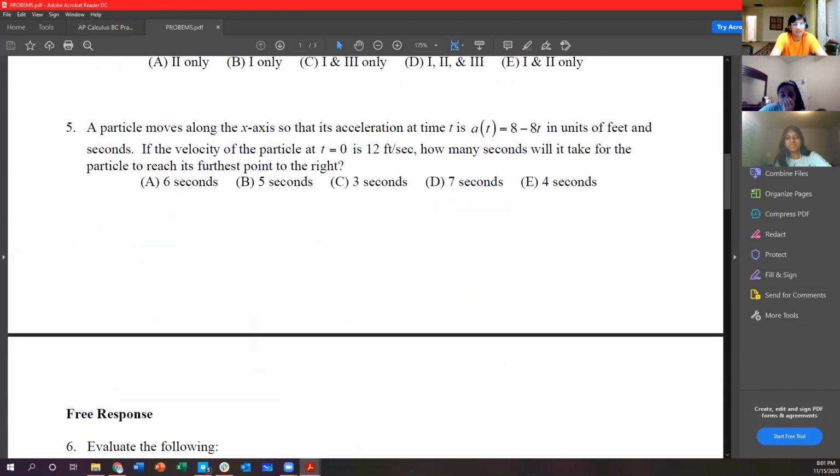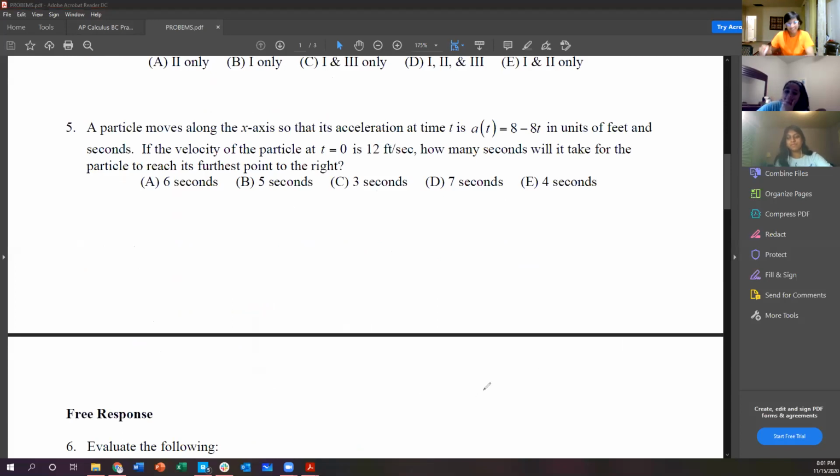Let's try this one because word problems are always fun, right? So a particle moves along the x-axis so that its acceleration at time t is a of t equals 8 minus 8t in units of feet and seconds. If the velocity of the particle at t equals 0 is 12 feet per second, how many seconds will it take for the particle to reach its furthest point to the right?